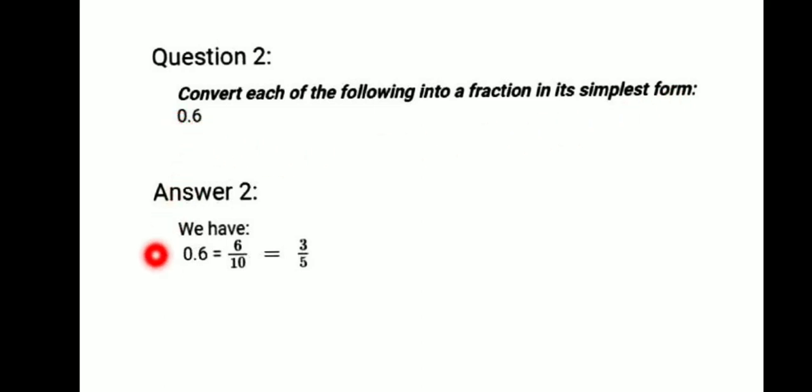0.6, we have 0.6, it means we have to write 6 upon 10 and its simplest form should be 3 upon 5 because both numbers are divisible by 2, so the answer should be 3 upon 5. Next, question number 3, convert each of the following into a fraction in its simplest form.